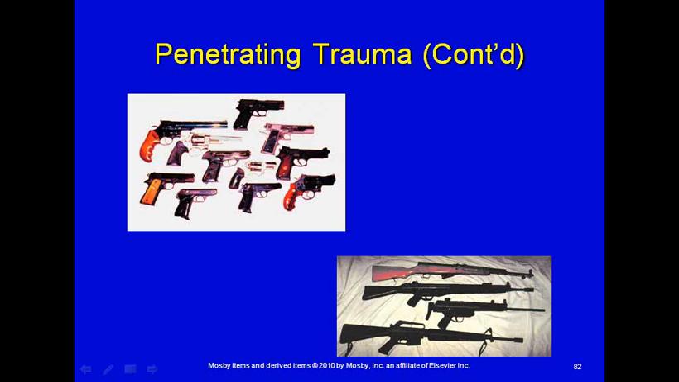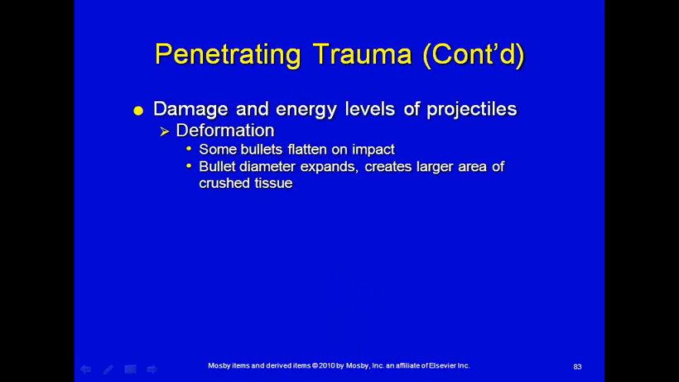Again, upper left would be handguns. Those would all be considered medium velocity weapons, and rifles down below from 22s on up would be considered high velocity weapons. Deformation refers to some bullets that flatten on impact, and in those particular situations where the bullet mushrooms on impact, the bullet diameter expands and creates a larger area of crushed tissue.